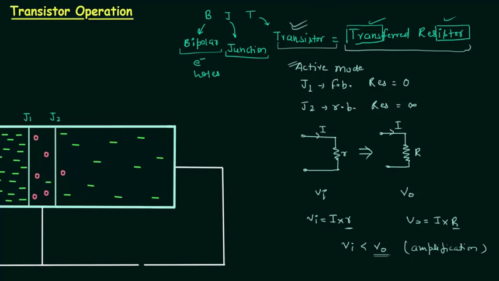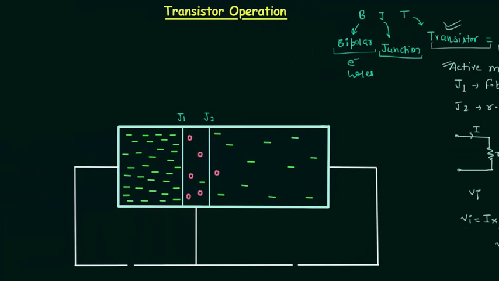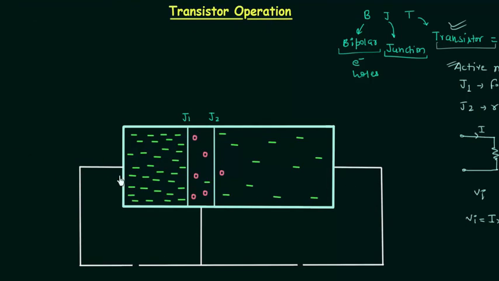All these things will be clear when I explain the working of an NPN transistor in active mode. This is an NPN transistor. So the emitter region is N, the base region is P, and the collector region is N. This terminal is the emitter terminal, this terminal is the base terminal, and this terminal here is the collector terminal. And we want to operate this transistor in active mode.